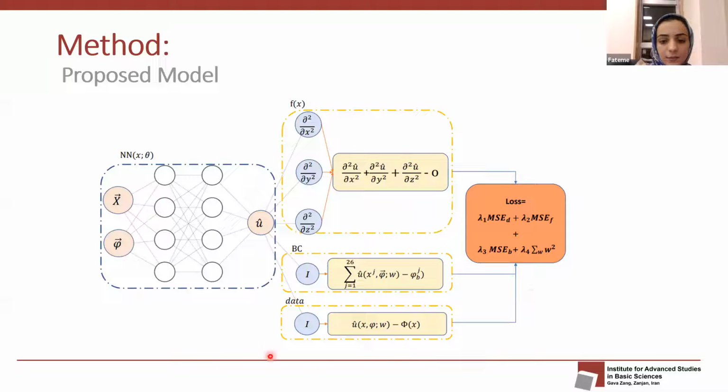Okay, this is a schematic of our proposed model. As I said earlier, our input layer consists of 29 features. Our output is a smooth potential, and then we implement these terms, and with the summation of these terms, we calculate the loss function.